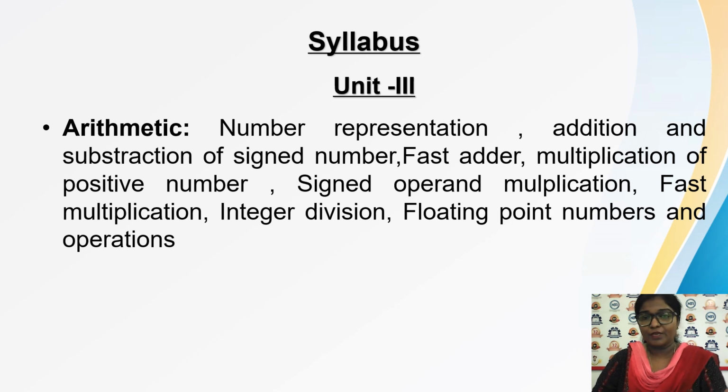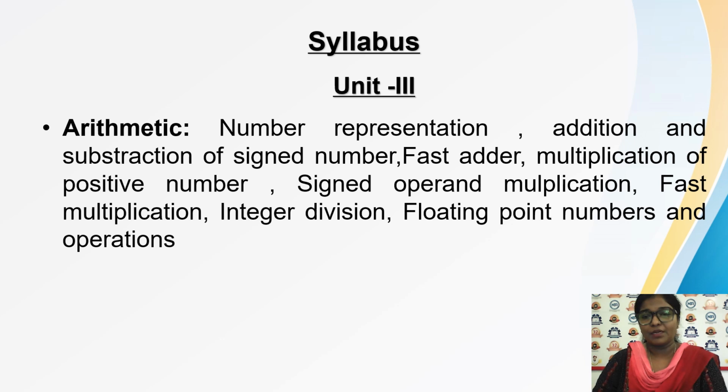So basically there are two types of number systems, that is fixed point numbers and floating point numbers. We have to cover fixed point number operations in detail here in unit number 3. First, we will see what type of number representations there are, then how you will perform the addition of two fixed point numbers. For addition and subtraction, we have adder and subtractor ICs already available.